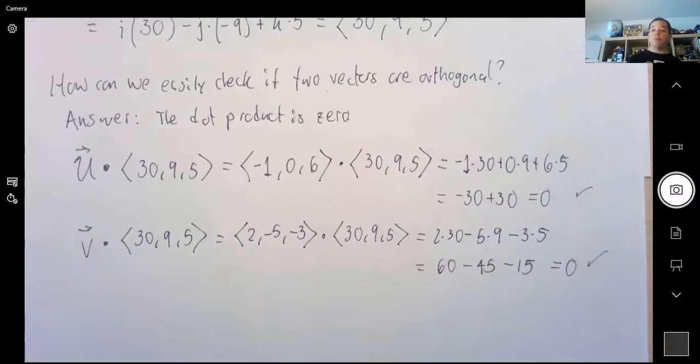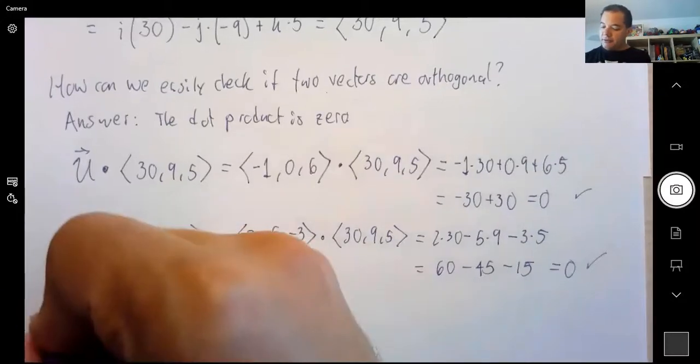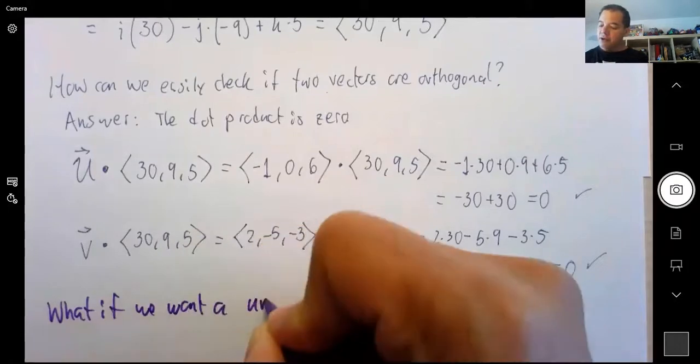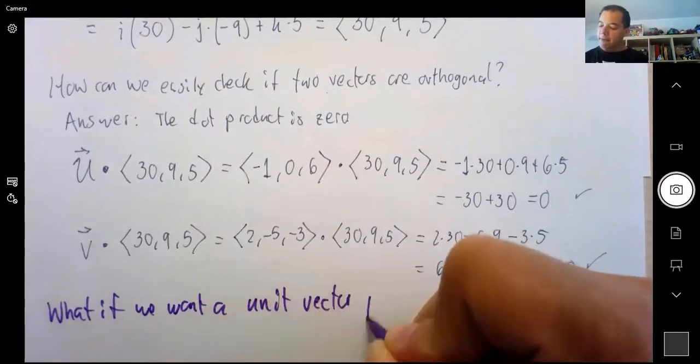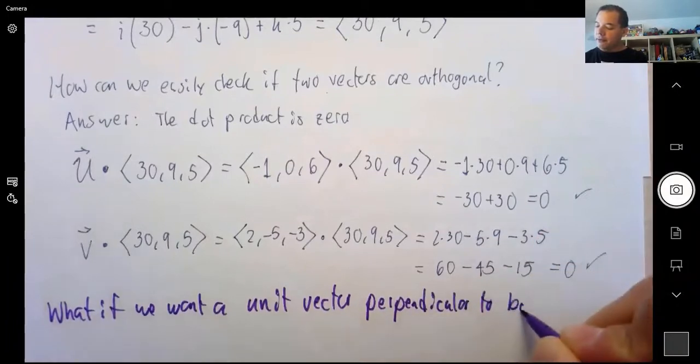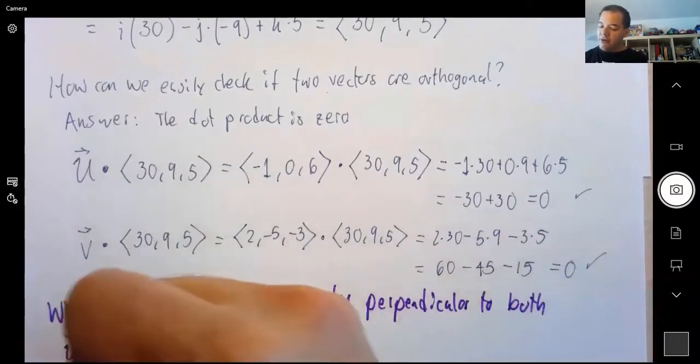Very good. Now, if you want more, here's an extra question. What if we don't want an arbitrary orthogonal vector? What if we want a unit orthogonal vector, right? So let's modify the question. Let's imagine that the question was harder. Let's imagine that the question was to find a unit vector perpendicular. So what if we want a unit vector perpendicular to both u and v, or orthogonal?